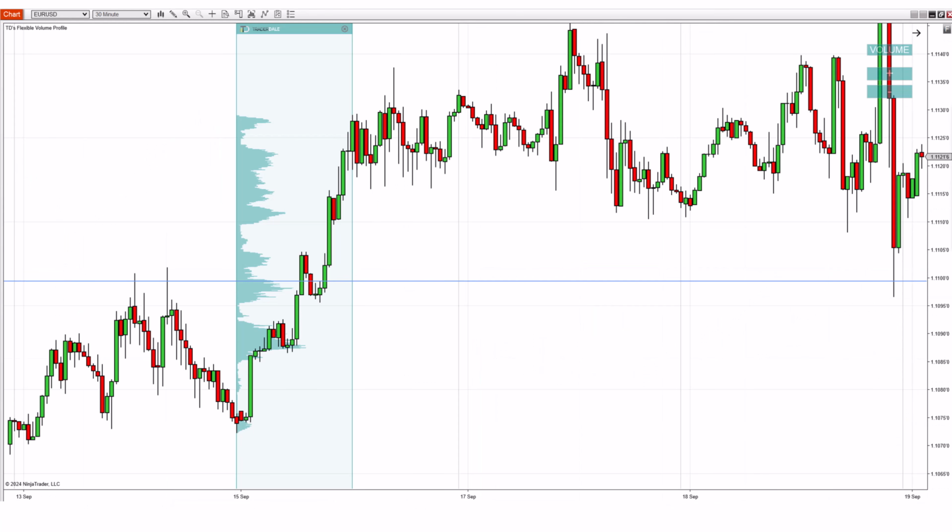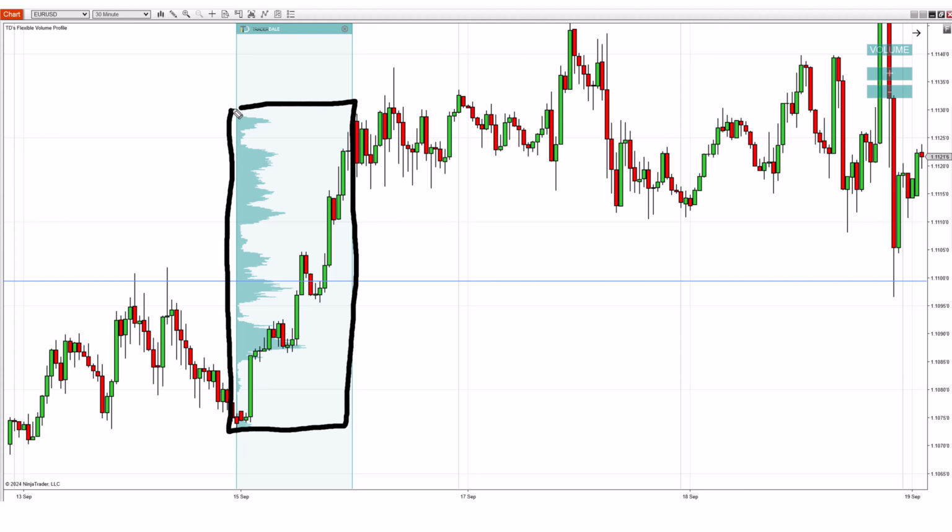Now let me show you the bullish scenario. In here, you have an uptrend, and you use the flexible volume profile over the uptrend. So you look into this specific area. As you can see, there are many volume clusters, but which one to pick? Which one to trade from?